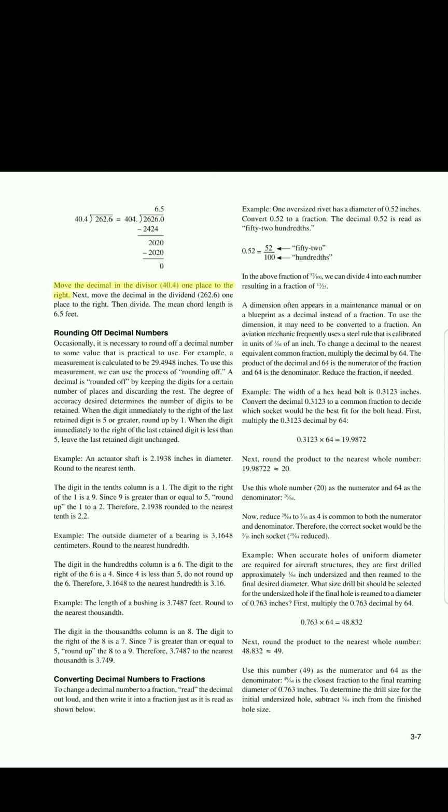Move the decimal in the divisor, 40.4, 1 place to the right. Next, move the decimal in the dividend, 262.6, 1 place to the right. Then divide. The mean chord length is 6.5 feet.